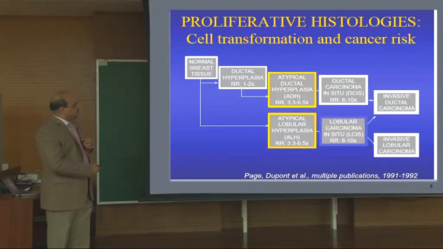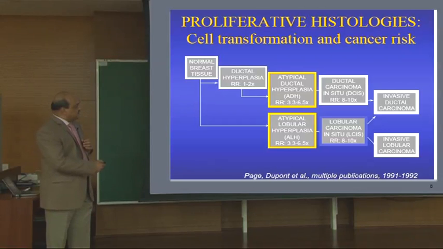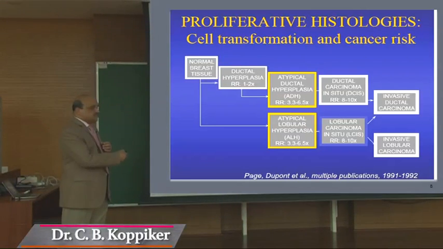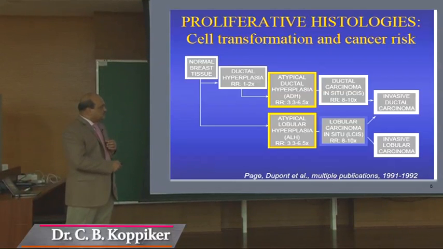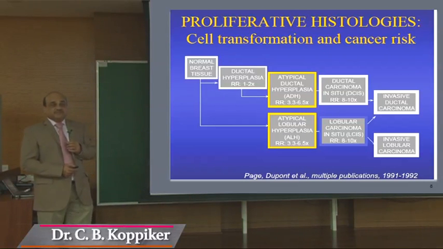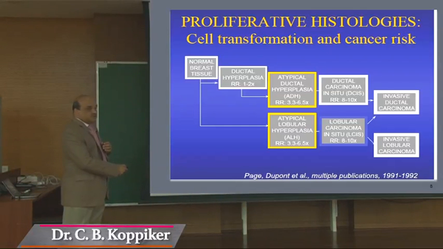So that gives a risk factor of about 1 to 2 times. If it gets into an atypical ductal hyperplasia, and there are various influences which I'll talk about which cause all this, then it's called ADH, and then the relative risk goes up to between 3.3 to 6 times the risk of developing breast cancer. The same thing is happening in the lobular side also.